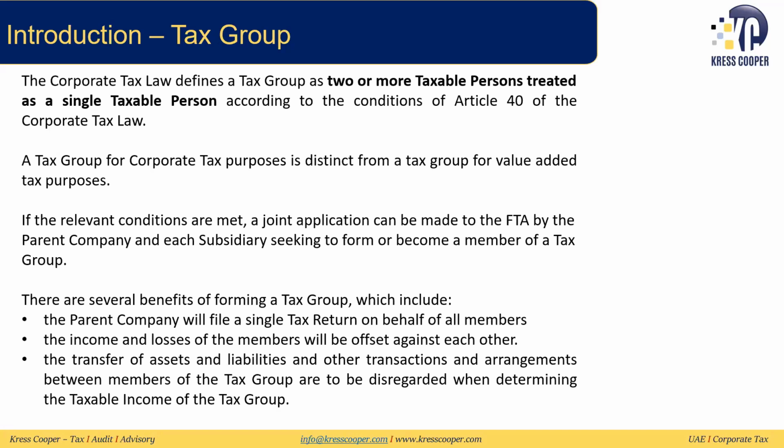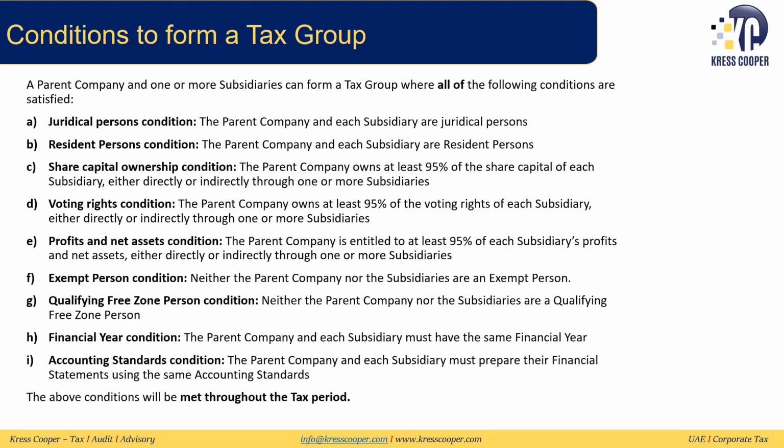We also discussed some of the benefits. Like we just said, under the law this tax group is treated as a single taxable person. They will need to file a single tax return. The income and losses of the members can be offset within the tax group. If there's a transfer of assets or liabilities or any other transaction between the members of a tax group, it can be disregarded as well when determining the taxable income.